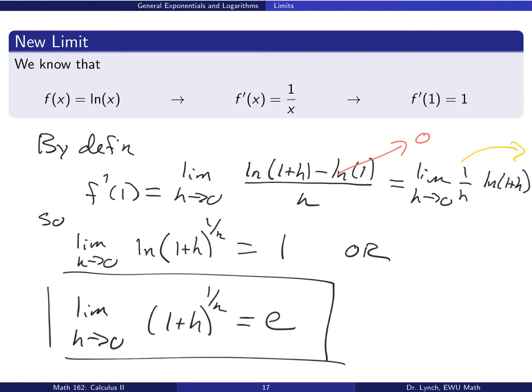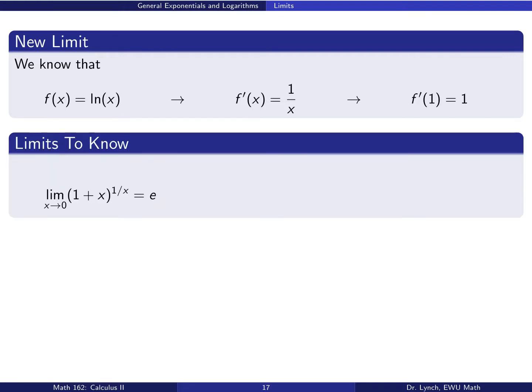Now, of course, due to continuity of the natural log function, we can see that the limit as h goes to 0 of 1 plus h to the 1 over h is equal to e. So this is our new limit, and I'm going to write it with some x's in it instead. The new limit is the limit as x goes to 0 of 1 plus x to the 1 over x is equal to e. We can rewrite this slightly with the substitution.